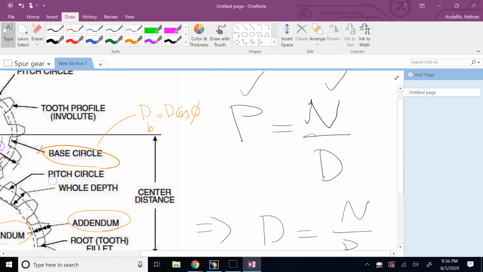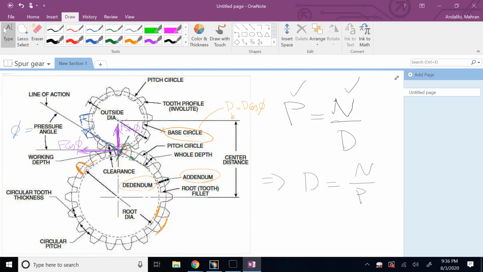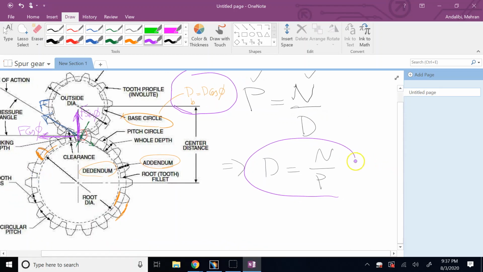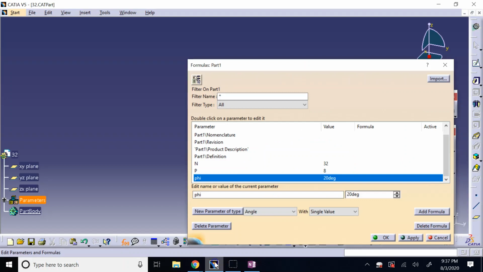So my next step will be to implement this formula and this one. Now that I have defined my three major parameters, phi, n, and p. The major parameters in a gear are these three. Once I know them, I can determine everything else. And that's what I'm doing. Now I'm going to put these two formulas in. So here we go.